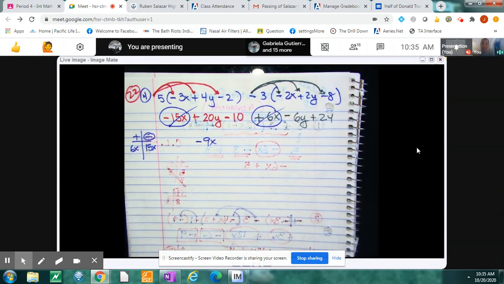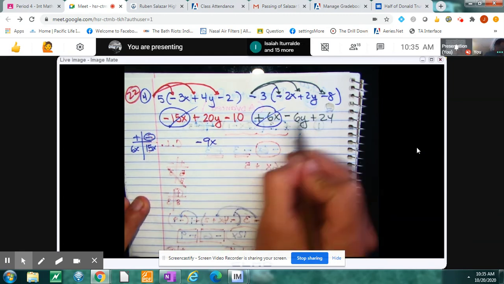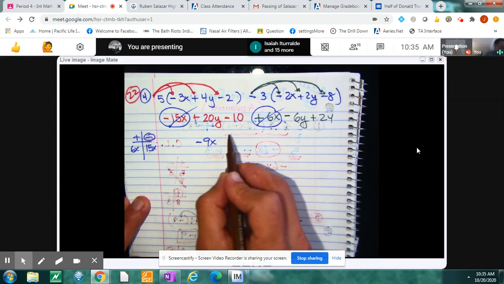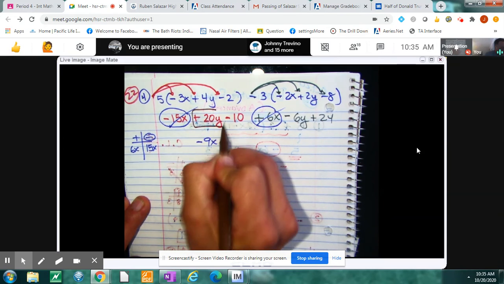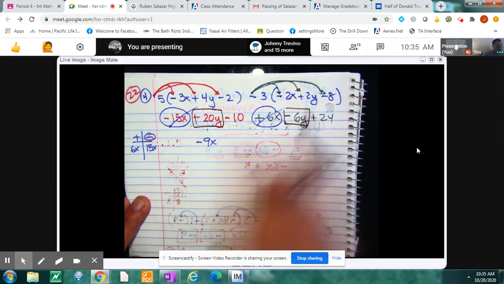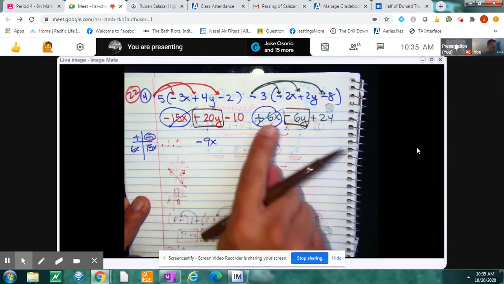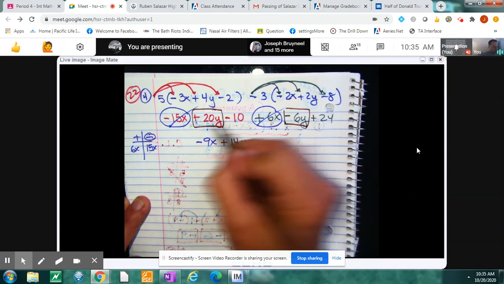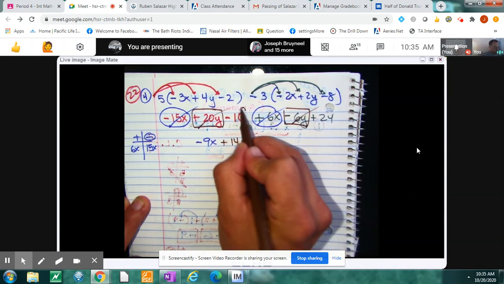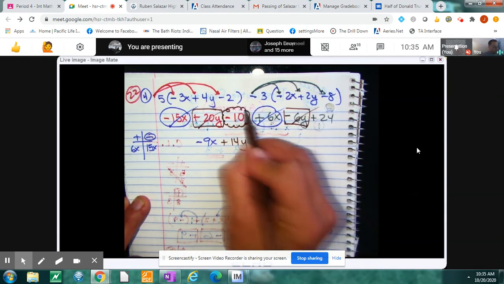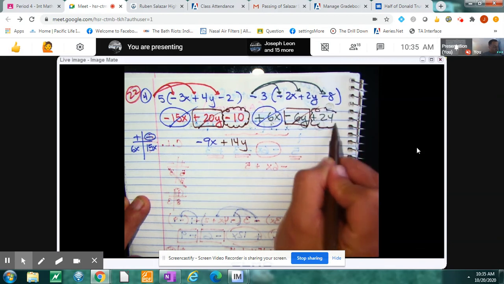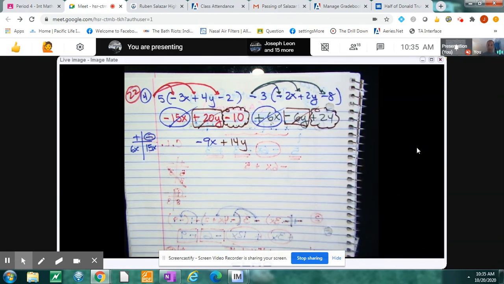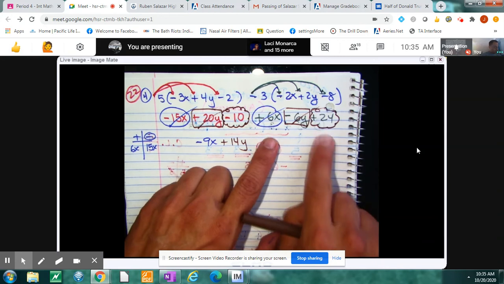Now, Desiree, what about the y's? Which y's am I combining? Negative 14y and then 20y. Correct. So that gives you plus 14y. All right, so that's gone. And the last one, see, I'm going to do a cloud. Negative 10 with the plus 24. Okay, so let's see. Joseph Leon, what's negative 10 plus 24?